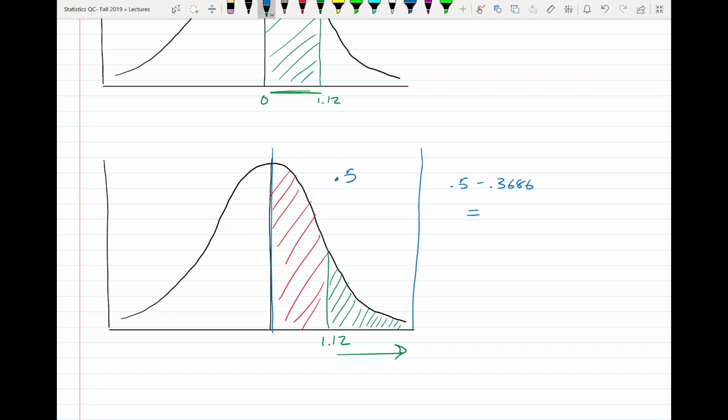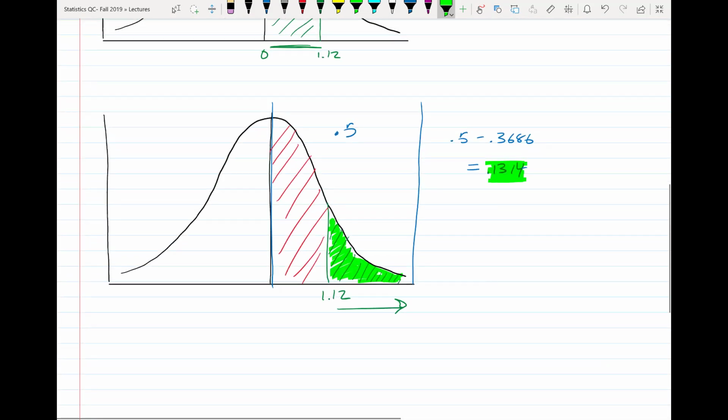And I'm not going to do that. Well, maybe I will do that. And that's going to compute to 0.1314. So this area over here, this area that I've got shaded in green, that area over there is 0.1314, and that's how we figured that out. Let's take a look at another problem.